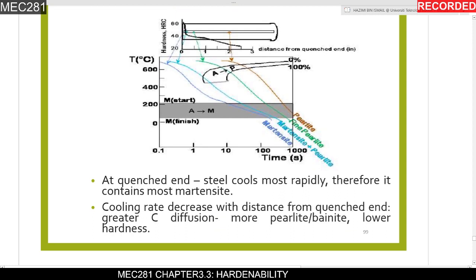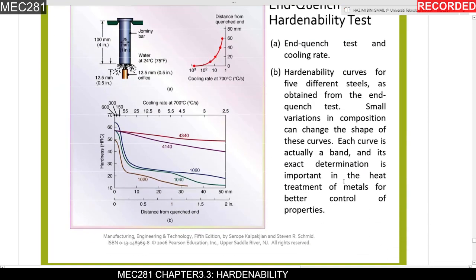With the distance from the quench end here, this is what we call the quench end, where it reaches the water, it touches the water. So with the increase of the distance, there is greater carbon diffusion and it gives more pearlite, bainite, and lower hardness. So around here, it has lesser martensite but more pearlite and bainite, so the hardness is reduced.